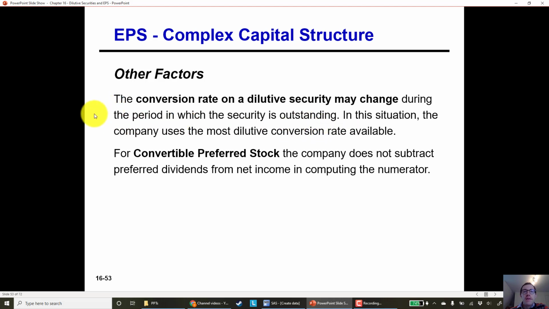So what I mean by that is a convertible bond, say, that can be converted into maybe 8 shares of common stock for a few years period, and then maybe after that it could be converted into 12 shares of common stock. If that is the case, the firm needs to use the most dilutive conversion rate available of the two. So we would use 12. We would assume that the bondholders convert in the later period and they're going to convert into 12 shares for each bond. And that's really because GAAP is fairly conservative in nature.